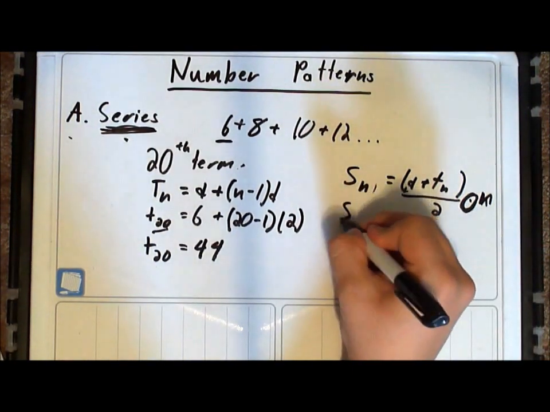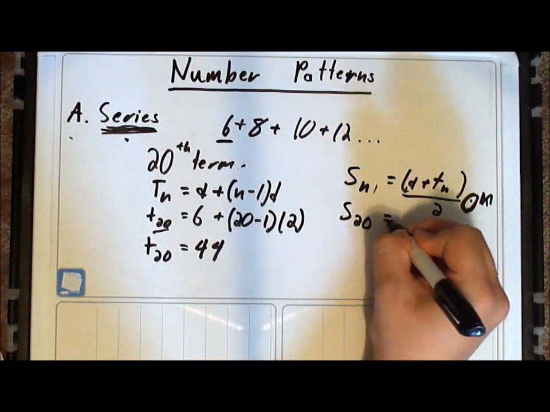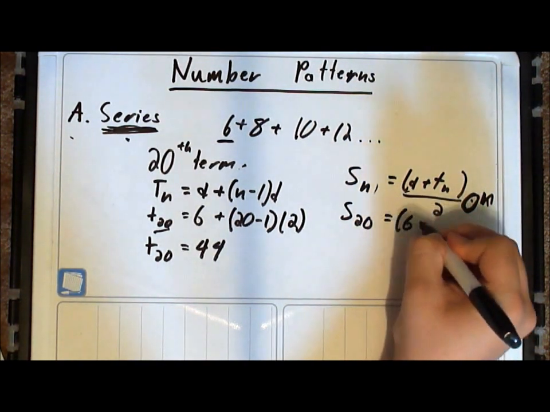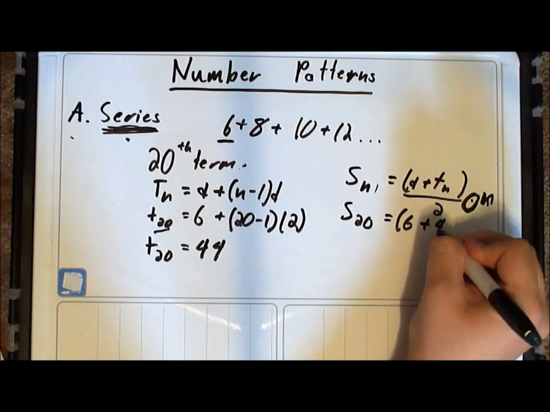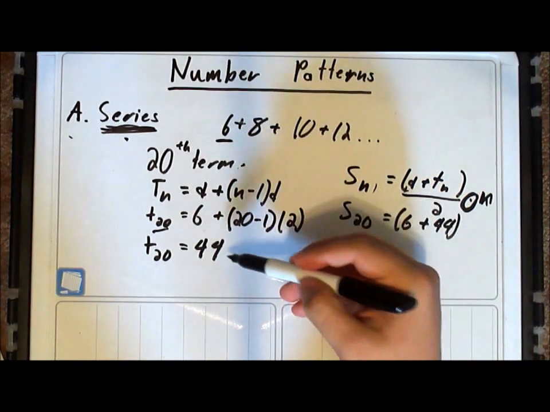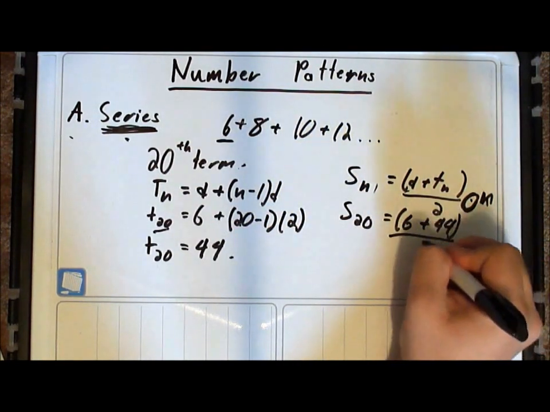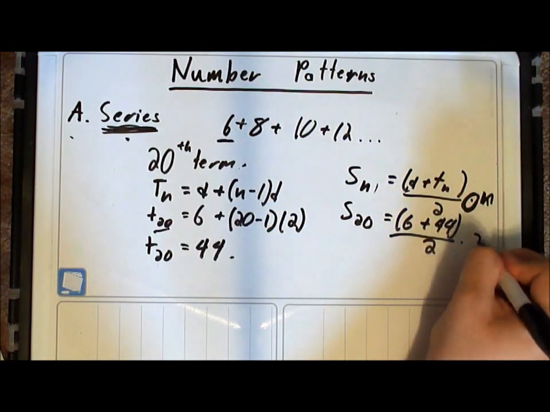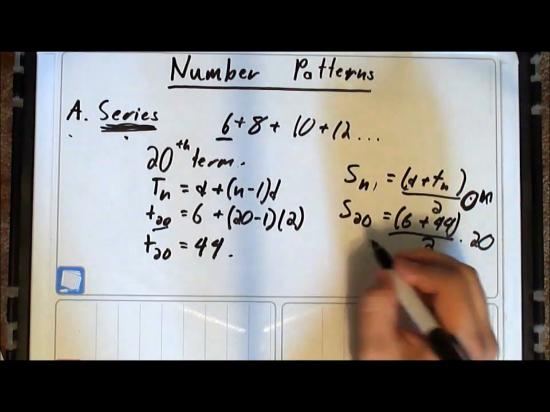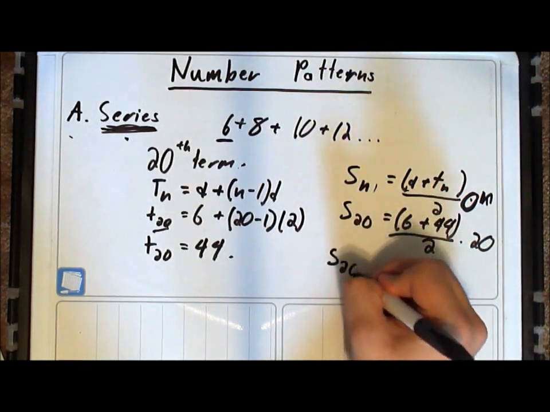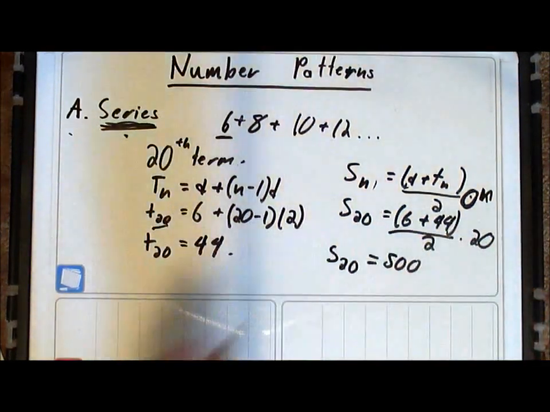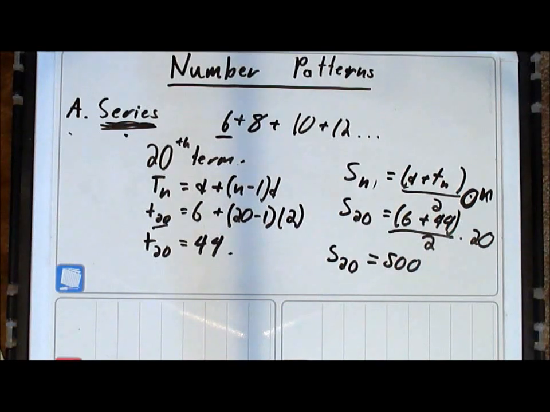So from here, S at 20 equals your first term, 6, plus 44, T at 20, divided by 2, times 20. Then you get that the sum of the first 20 terms is equal to 500. There you go. Nice. Not that hard.